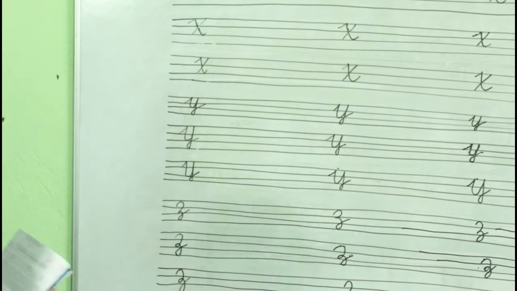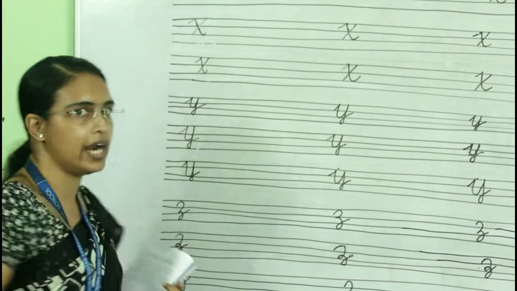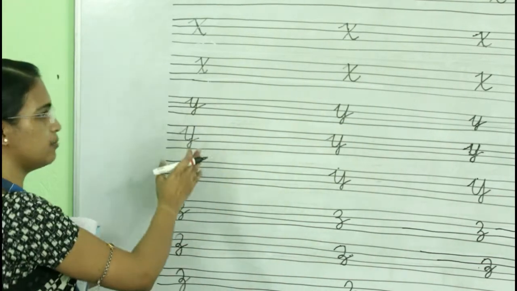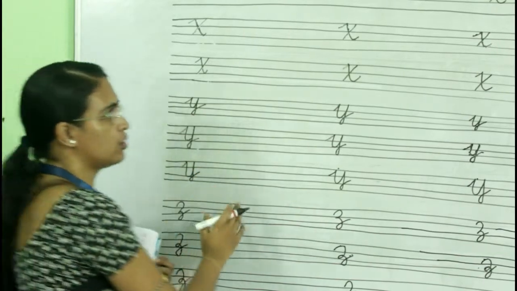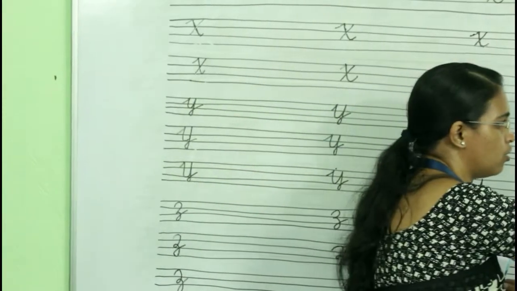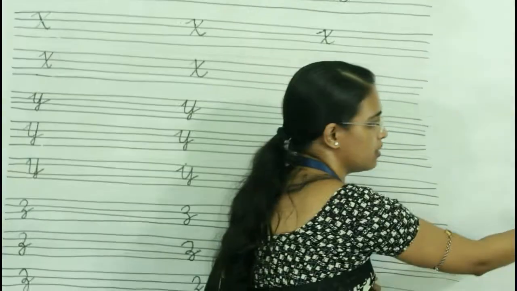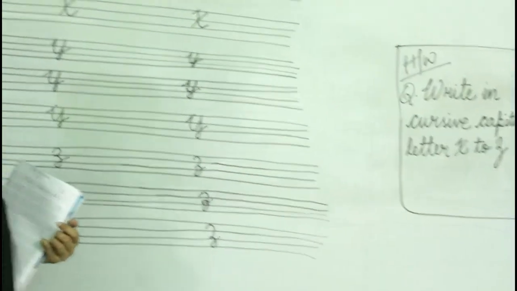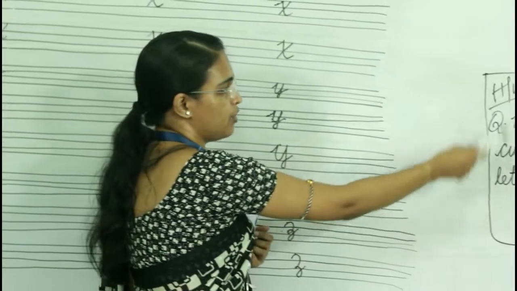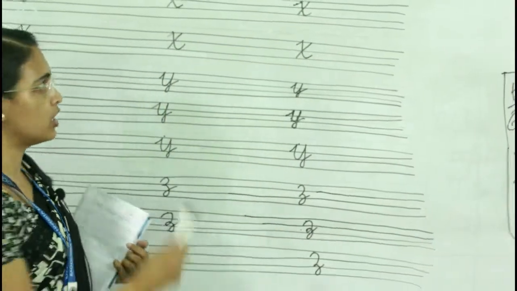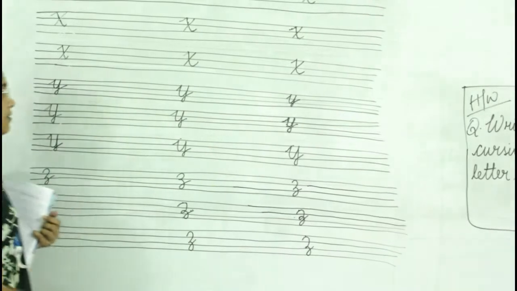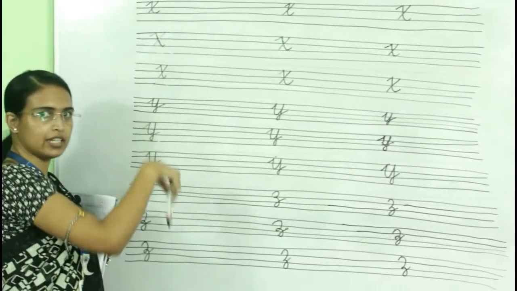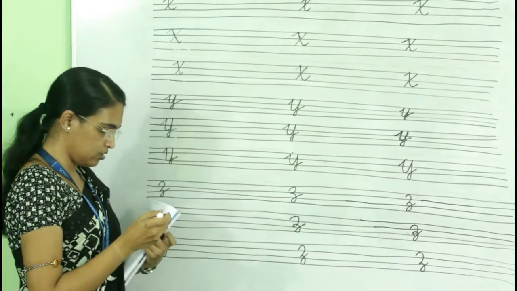Okay. So in this way you have to write in your CW and also in your HW copy. This is your homework: write cursive capital letters X to Z. Tell your parents to help you with writing the question in both the copies. Then after that you have to write these by yourself.